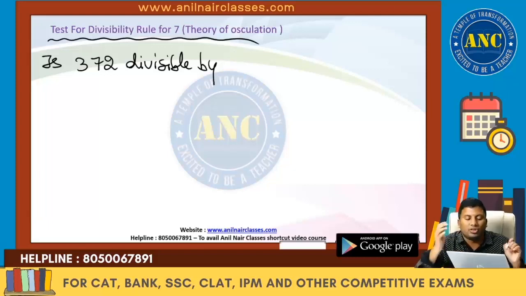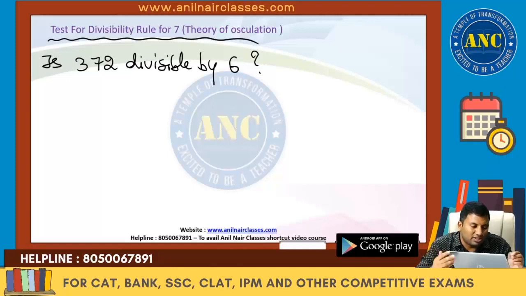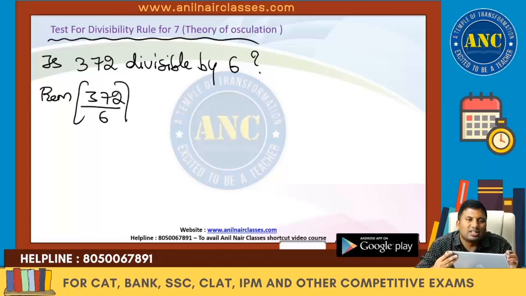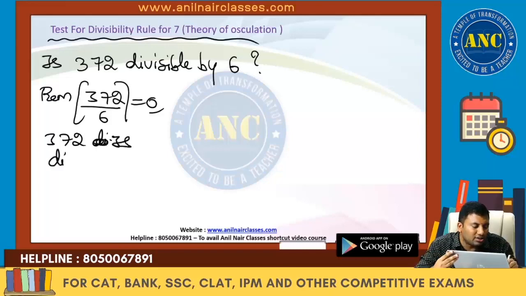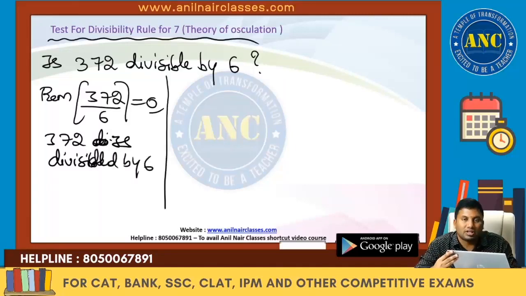Is 372 divisible by 6? One approach: 372 divided by 6. 6 sixes are 36, so the remainder is 0. 372 is divisible by 6. Are you all with me? First approach clear.